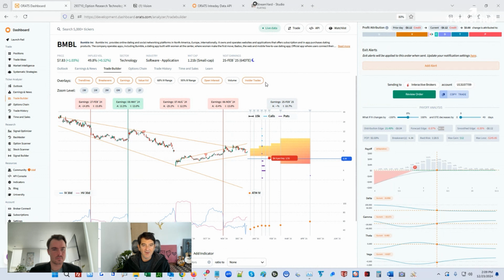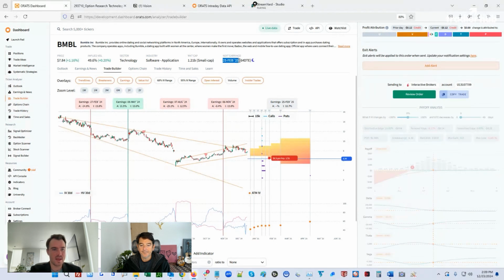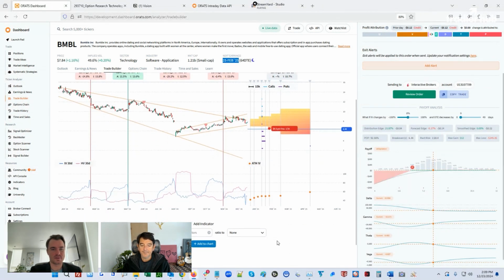Any other thoughts on this, Tyler? Yeah, there's a lot you can learn from the trade builder. Kind of when earnings are, and the IV versus HV below. We can even add our own custom indicators below this graph. Like if we wanted to look at slope or contango or anything like that, we could add it there.